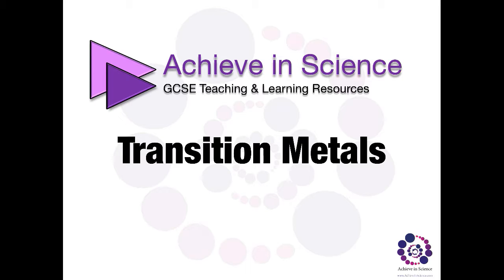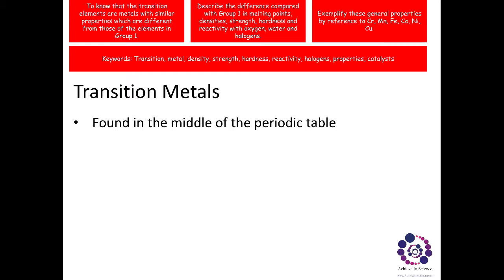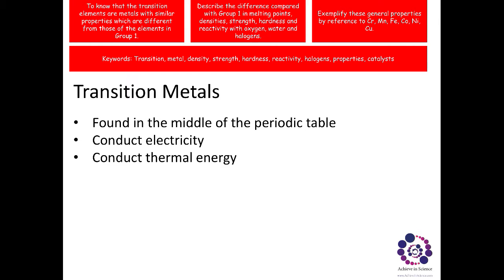This video is going to look at transition metals. Here we have a diagram of the periodic table. The transition metals can be mainly seen in blue. So, the transition metals are found mainly in the middle of the periodic table. They conduct electricity. They conduct thermal energy. They're shiny, they're very dense, and they're strong.